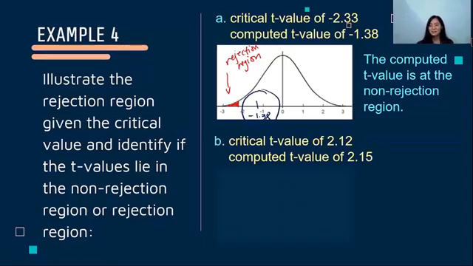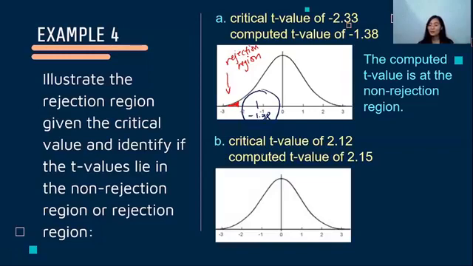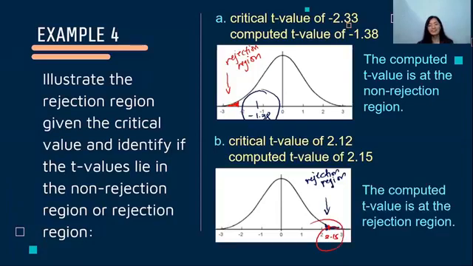Okay, so time's up. So let's see. Our positive 2.12 or critical value is somewhere located here. So this is our rejection region. Okay. And for our computed t-value, that is located here, okay, 2.15. All right. So if your answer is the computed t-value is at rejection region, then you are correct. All right. So thank you for your participation.